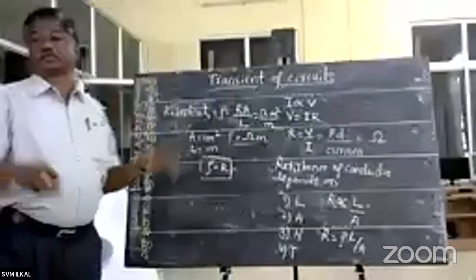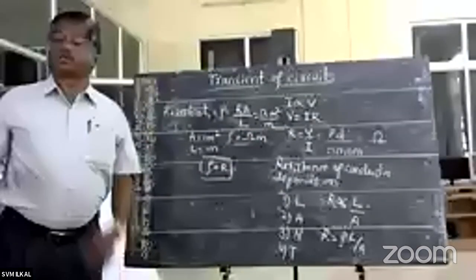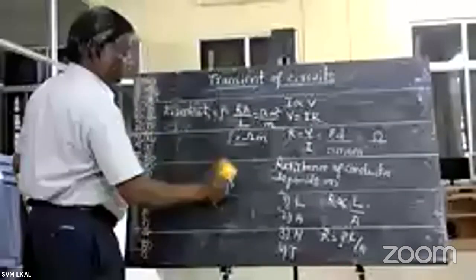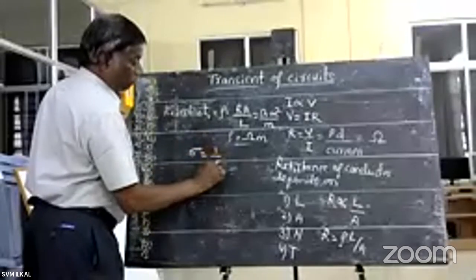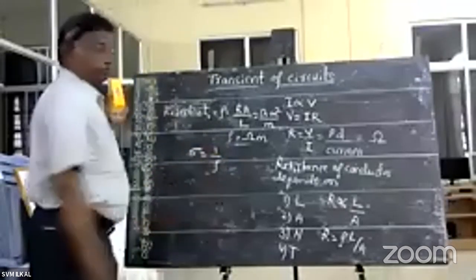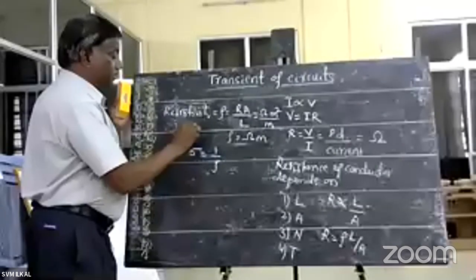Okay, this specific resistance is used to measure the conductivity. Usually, the conductivity of the material, that is sigma, is always equal to 1 by rho. And the conductance is the reciprocal of the resistance. The conductance, that is C, is equal to 1 by R. Conductance is the reciprocal of the resistance, and conductivity is the reciprocal of the resistivity. Okay, this is the definition for the resistance.